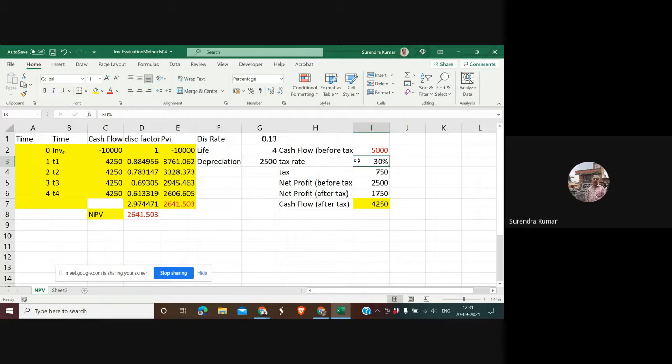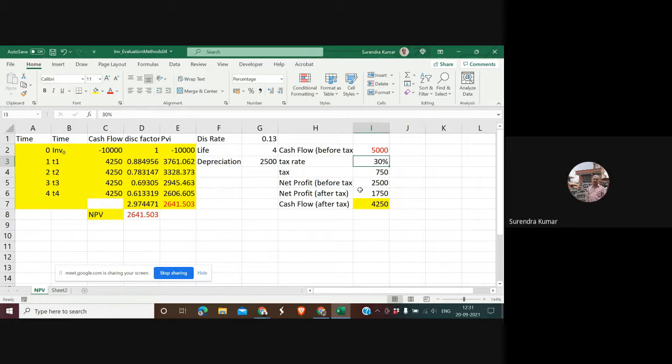Now this tax rate is to be applied not on the cash flow but on the net profit. So we first need to calculate net profit before tax. Now to calculate net profit before tax from this cash flow before tax, we need to also deduct the depreciation.